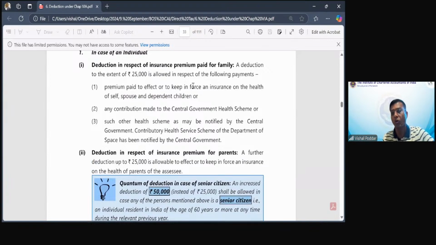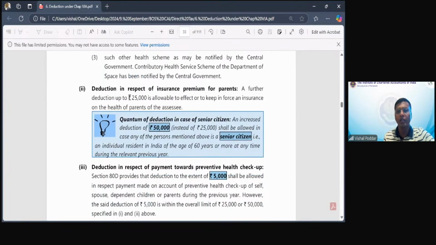Now, what is very interesting to note is that in this section, you are allowed deduction twice. First, for yourself and family, you are allowed the deduction subject to a limit of 25,000. Again, you are allowed a further 25,000, which is for your parents. So the point is that in section 80D, the limit given is applicable twice. Twice means first for yourself and then again for your parents.